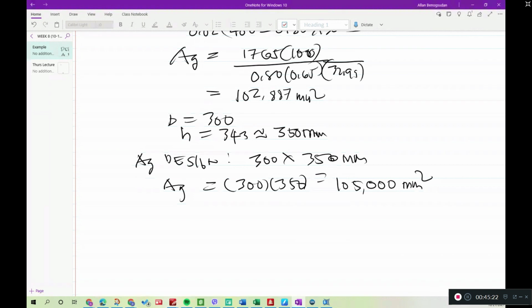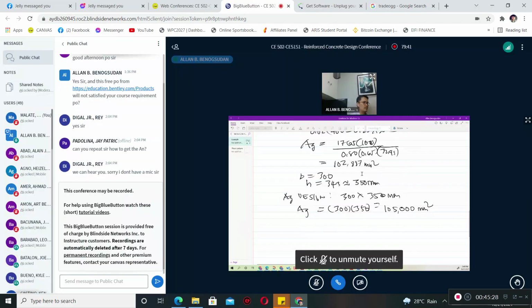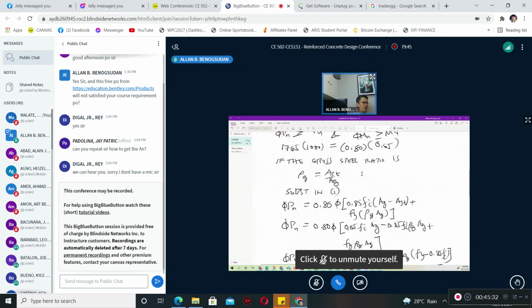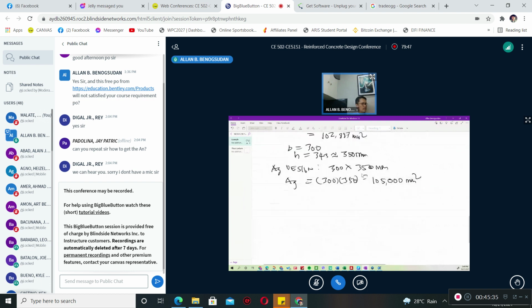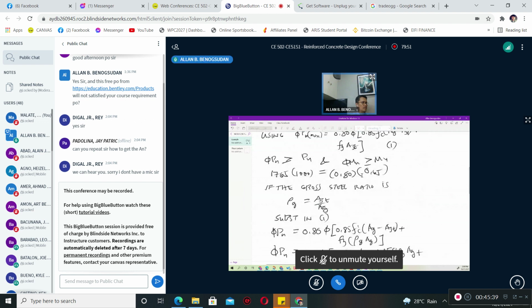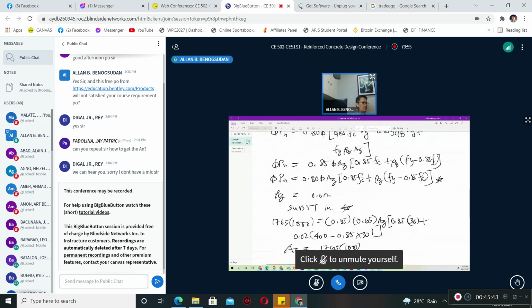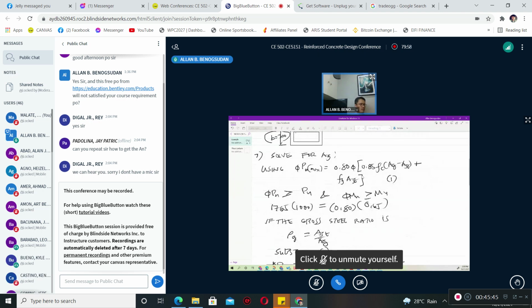So design reinforcement. So let's number 5, is that correct? So this number 3, then solve for AST. No, it's number 3, and let's go to number 4. So let's go back then. So that's our equation, okay?